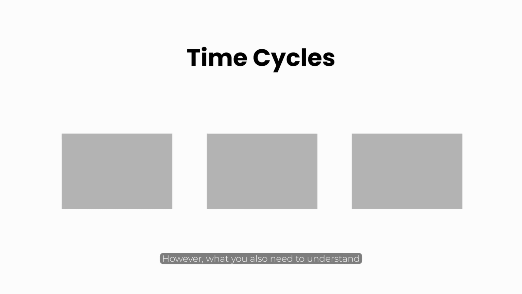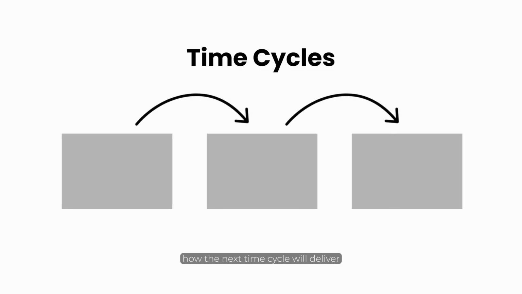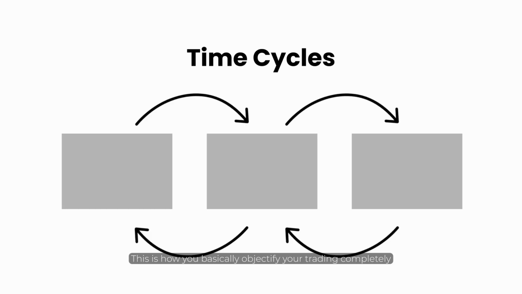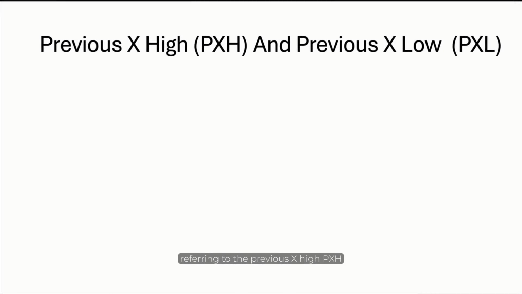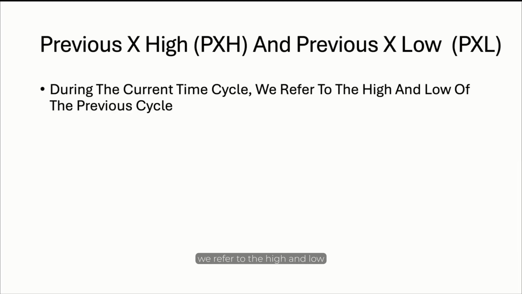However, what you also need to understand is that the previous time cycle determines how the next time cycle will deliver, but during that next time cycle, we refer back to the high and low of that previous time cycle, because they are true points of interest and true draws on liquidity. This is how you basically objectify your trading completely, just by paying attention to time-based liquidity pools. What you need to understand is that we keep on referring to the previous X high, PXH, and the previous X low, PXL. During the current time cycle, we refer to the high and low of the previous time cycle.